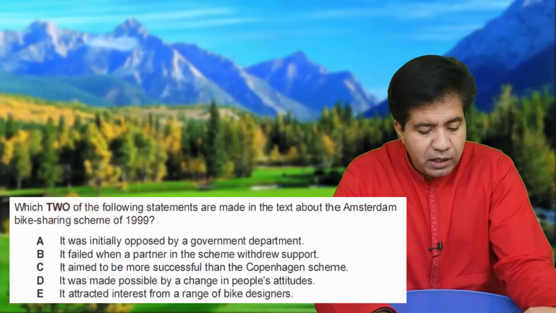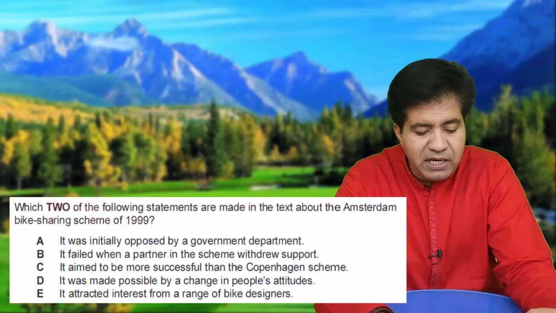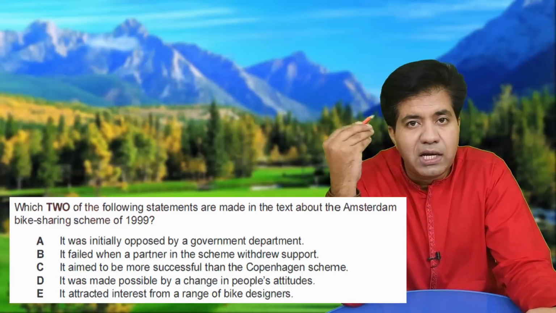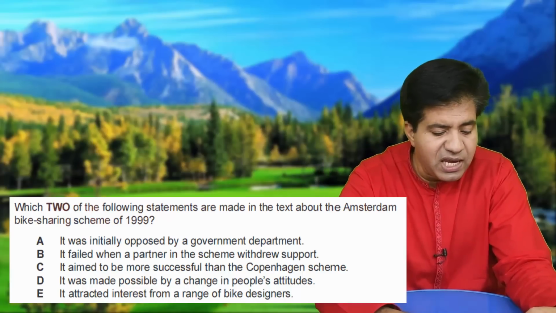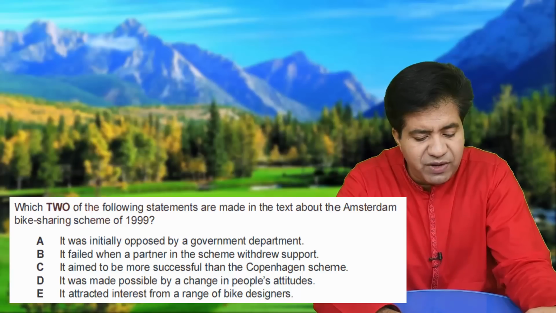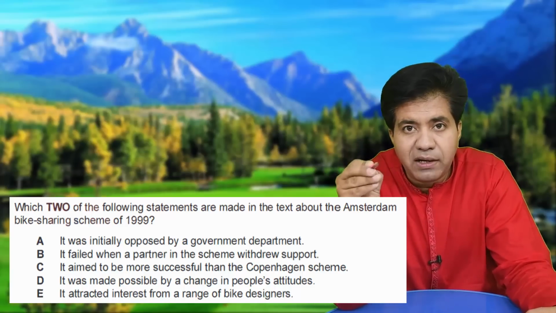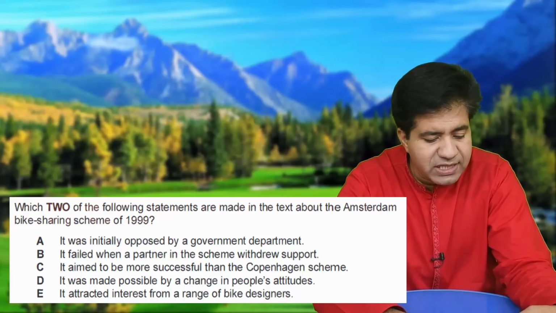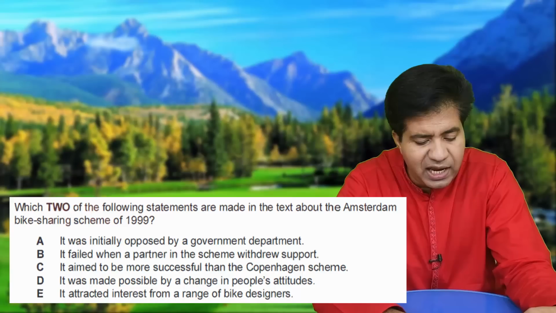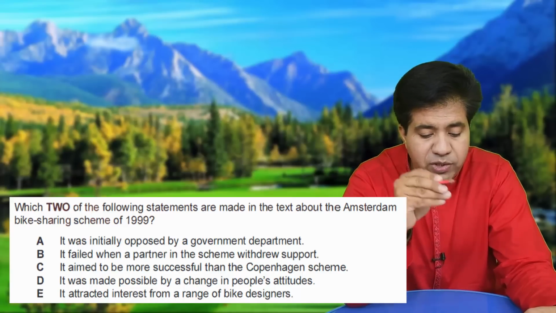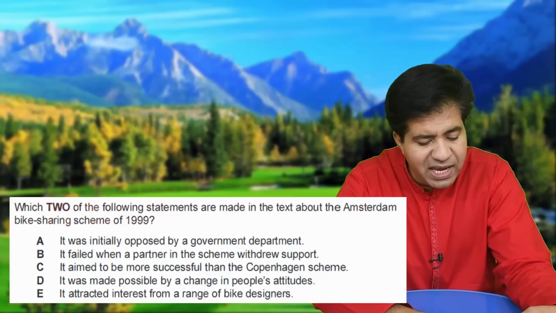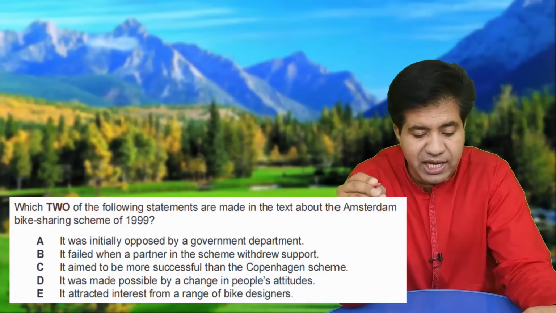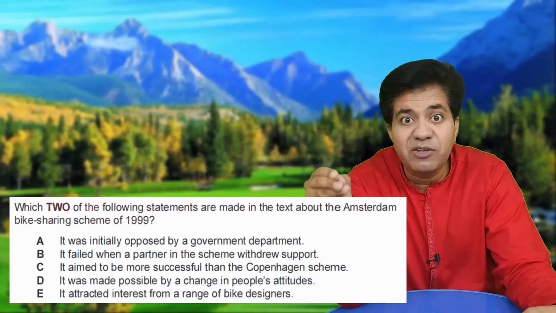Now please take a look. Option A, it was initially opposed by a government department. So you can underline opposed by a government department, and it means the bike sharing scheme. B, it failed when a partner in the scheme withdrew support. Failed, partner withdrew support. C, it aimed to be more successful than the Copenhagen scheme. More successful than Copenhagen. Alright. D, it was made possible by a change in people's attitude. So made possible, change, people's attitude is the main word here.